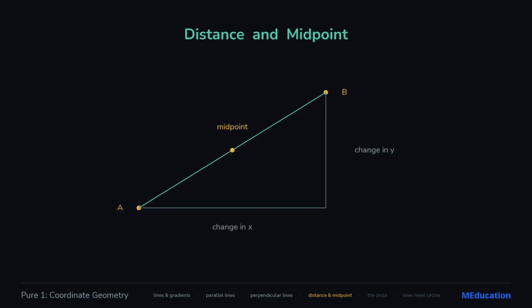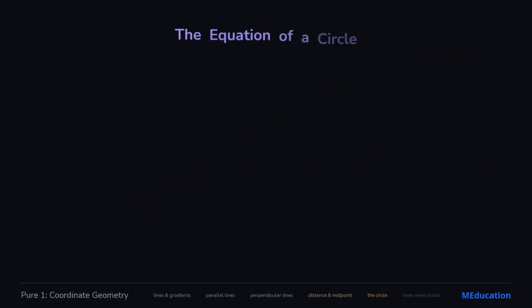The midpoint is even friendlier. To find the exact center of the segment, just average the two x coordinates and average the two y coordinates. The halfway point sits at the mean of the ends, dead center between them.